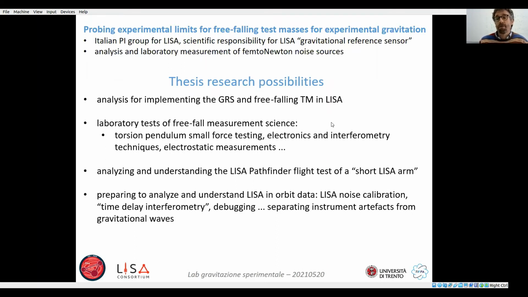Laboratory tests of free fall, including small force measurements, but also development for future experiments, including interferometry, electronics, analyzing and understanding the LISA Pathfinder test that we did in orbit over the last few years. And finally, trying to prepare to calibrate and analyze and understand the noise when we're actually doing LISA, and to distinguish in general between gravitational physics or instrument noise.